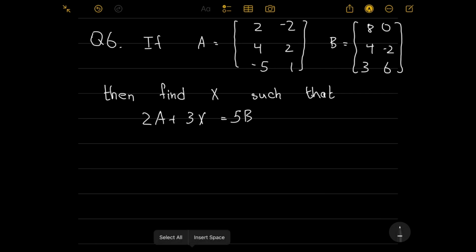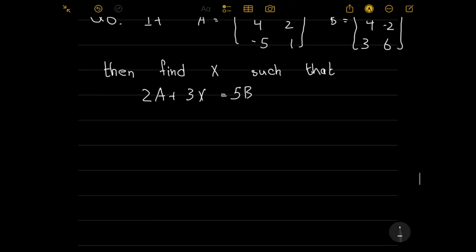So rearranging this equation, we need matrix X. So we shift this 2A to the other side. So that will be 3X equals 5B minus 2A. Then we don't need this 3 here, so just divide it on that side. So X equals 5B minus 2A over 3.